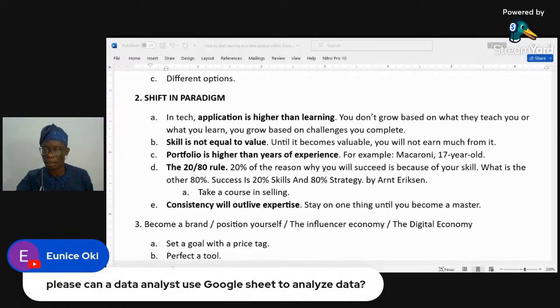Okay, please, can data analysts use Google Sheet to analyze data? Yes, you can use Google Sheet.